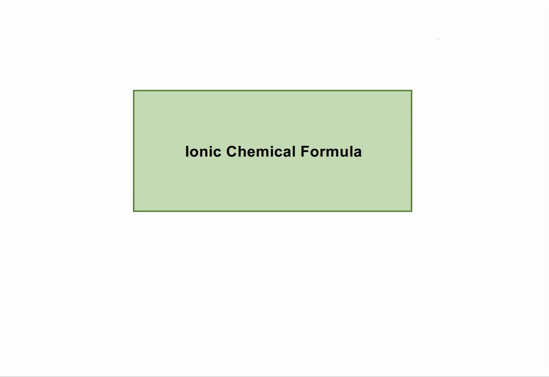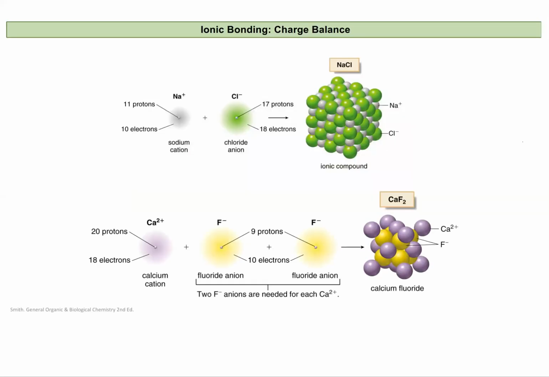Now that we have an idea of the likely charges an element will form, we can use that to figure out what ionic bonds will be created to form a different chemical. So in forming ionic compounds, which are compounds made from ionic bonds, the ions will come together in a way that balances out their charge.